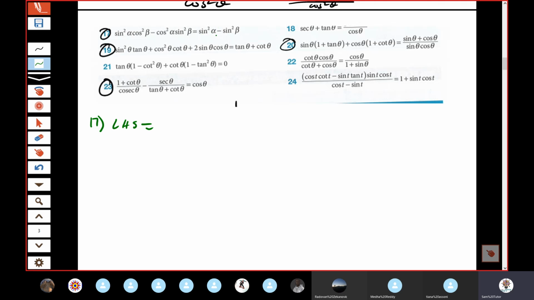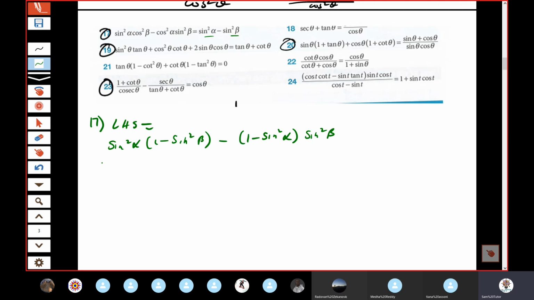The fact that it says sine squared alpha, we're going to change cos squared beta to 1 minus sine squared beta. So left hand side is sine squared alpha, and then instead of cos squared, you change it to 1 minus sine squared beta. Right? Because you want it in terms of sine and sine. Minus cos, cos is again 1 minus sine squared alpha sine squared beta.